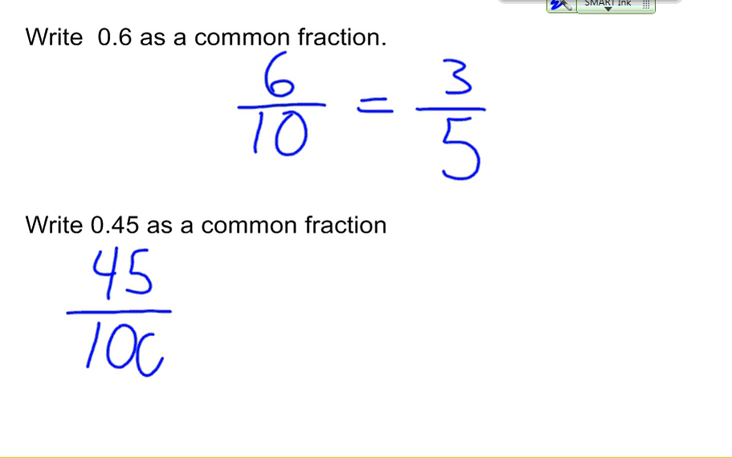And then I'm going to think, can I reduce this? Of course I can reduce this. I'm going to divide both by 5, and that's going to give me 9/20. So that's just a review concept added into this lesson looking at exponents. So we can think about those different ideas.